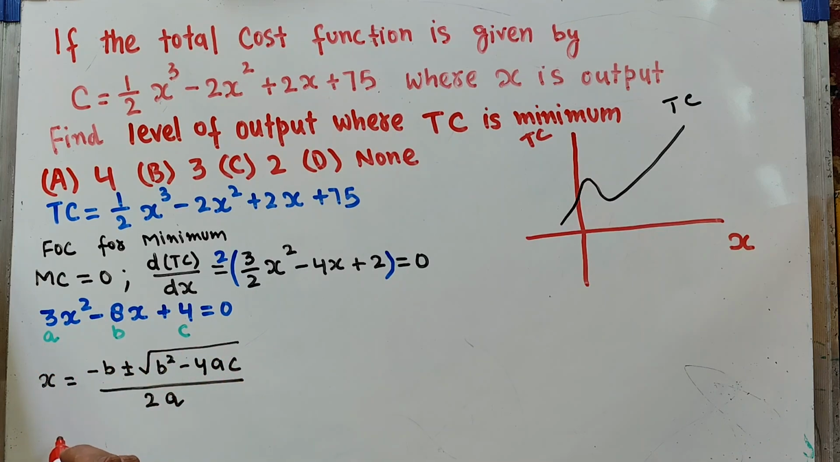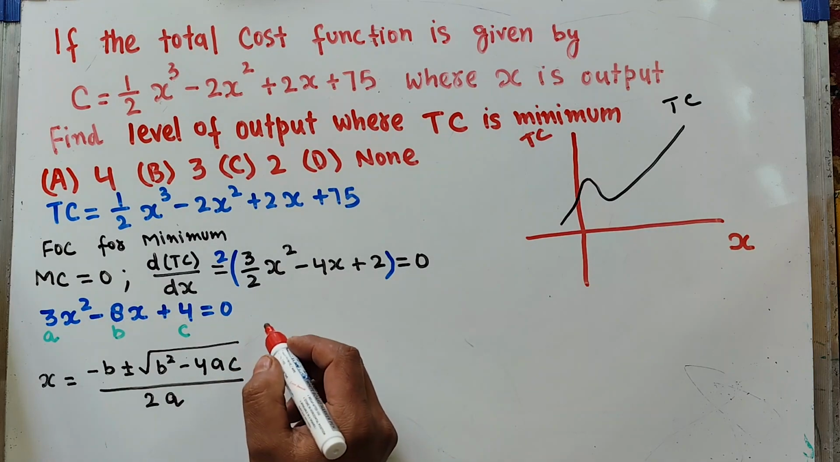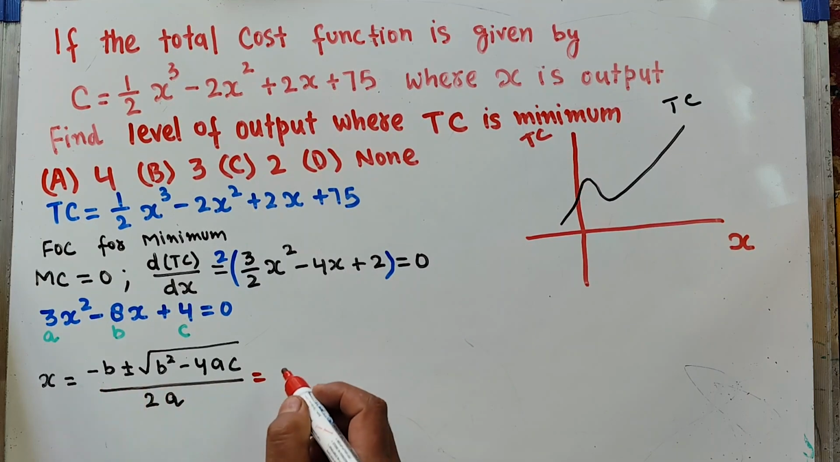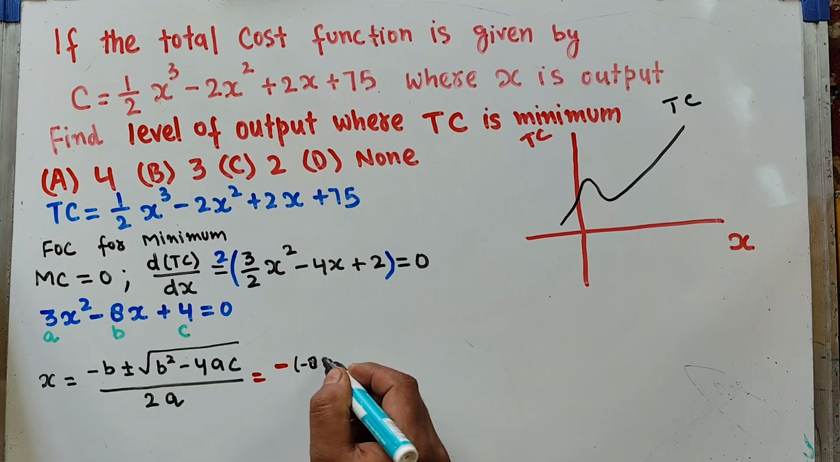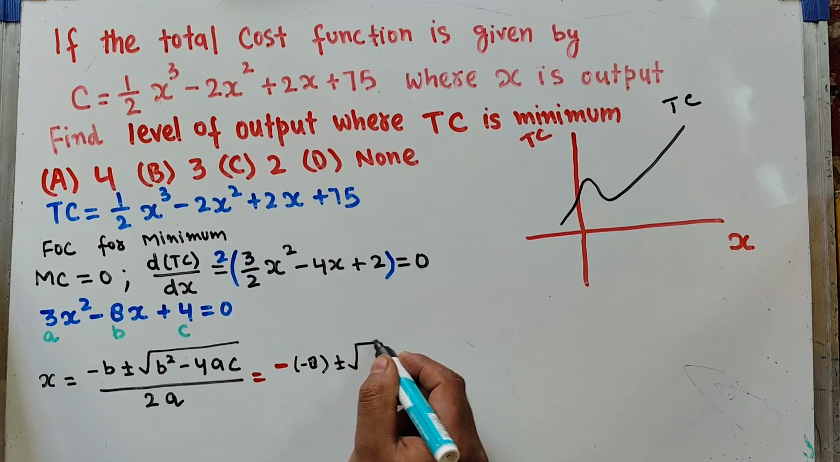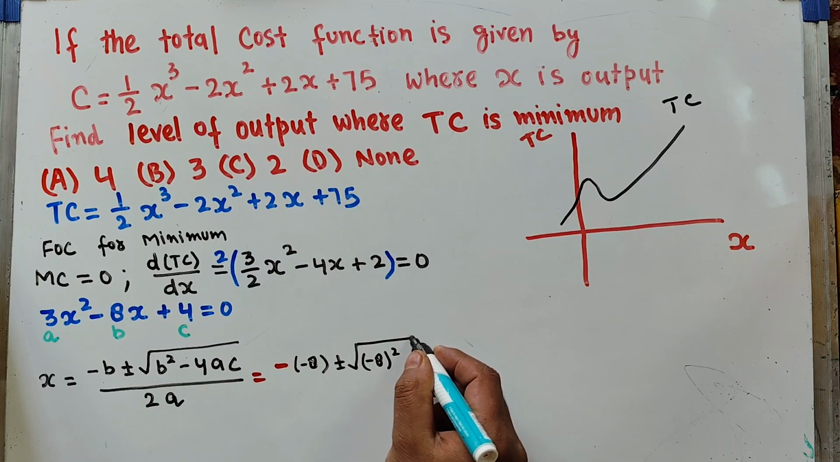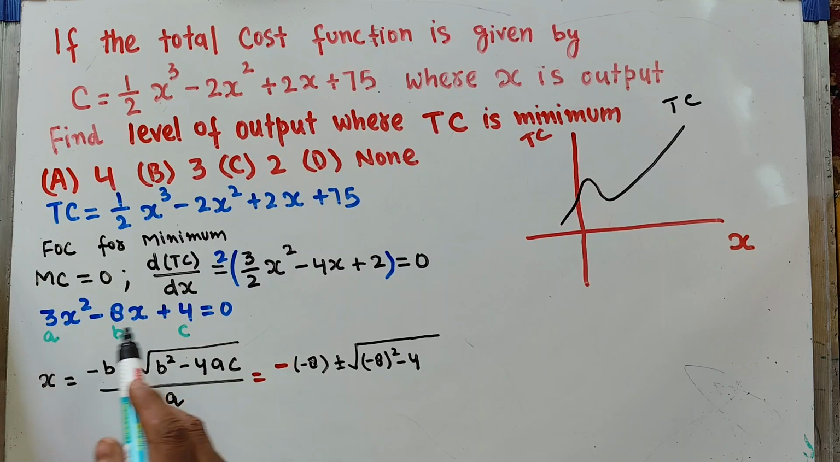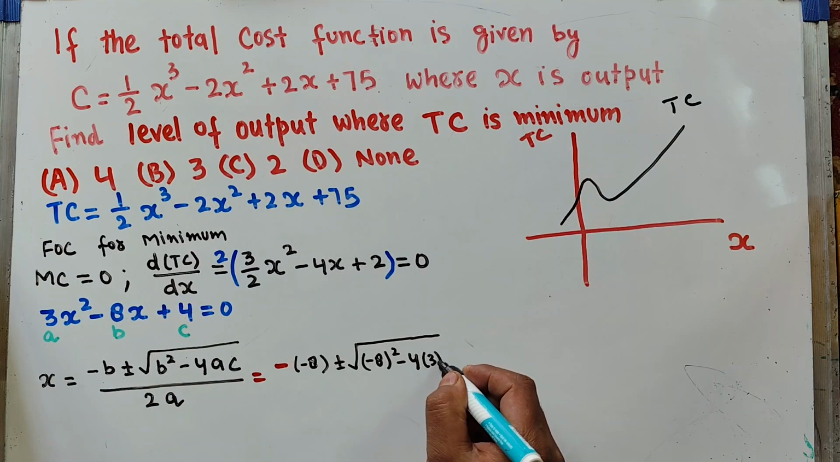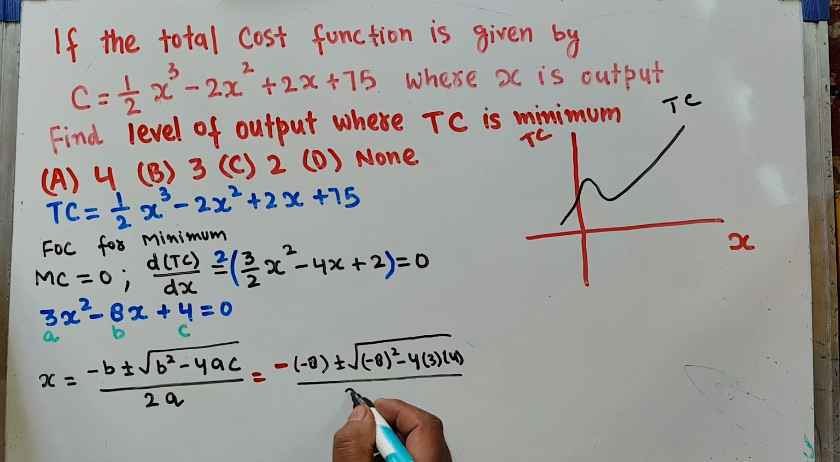Now give the values to a, b, c here. So x is equal to minus b, where b is minus 8, so minus of minus 8, plus or minus the square root of b square, which is minus 8 square, then minus 4 times a into c. a is 3, c is 4. To this we need to divide by 2 times a, and a is 3 here.